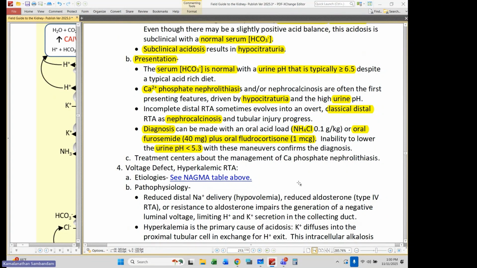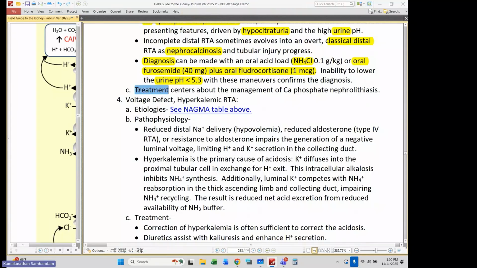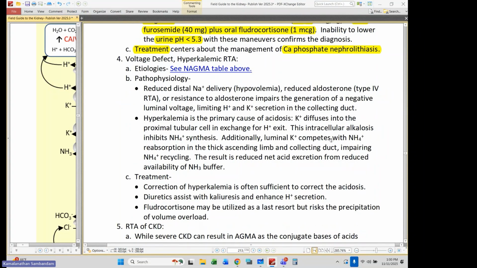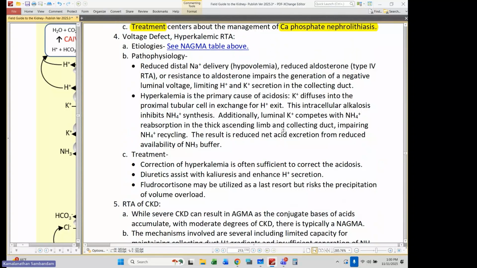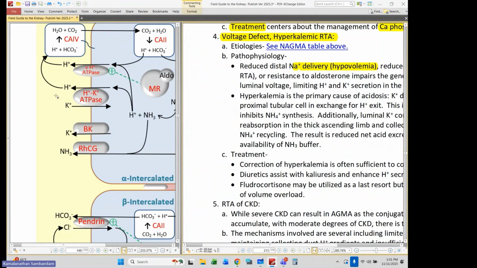Okay. All right. Treatment really is focused on the nephrolithiasis because they really have a normal serum bicarbonate. You don't have to get too carried away with that. All right, let me just briefly cover voltage defect. I think I built out the framework for this, but I'll make a couple of points that we have to get to. Again, I either have a problem at the root of generating the lumen negative potential difference, right?